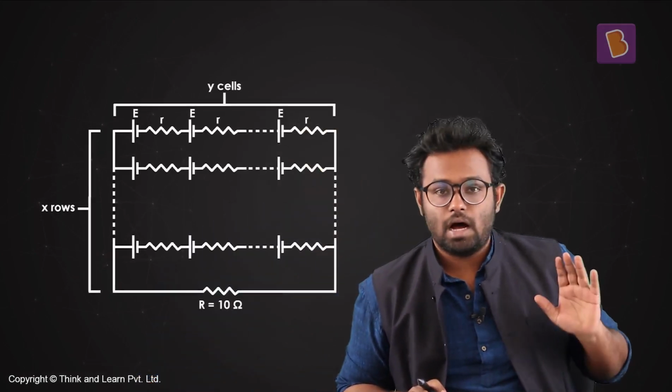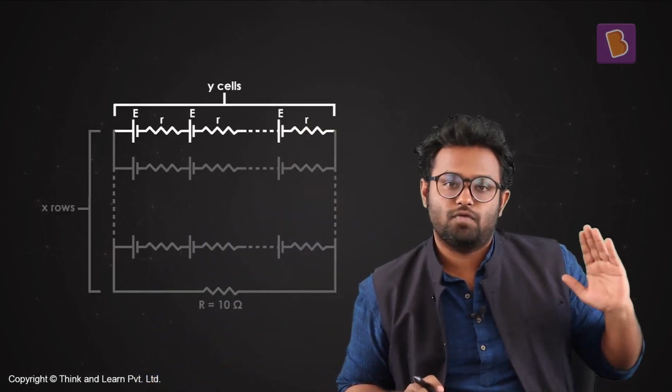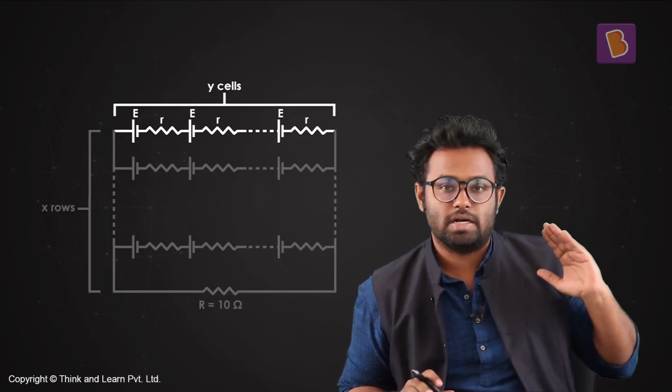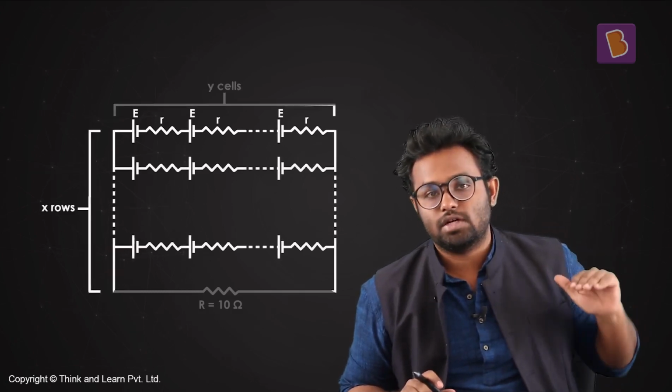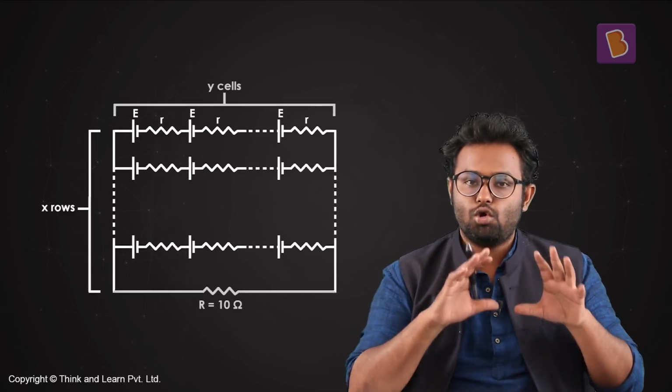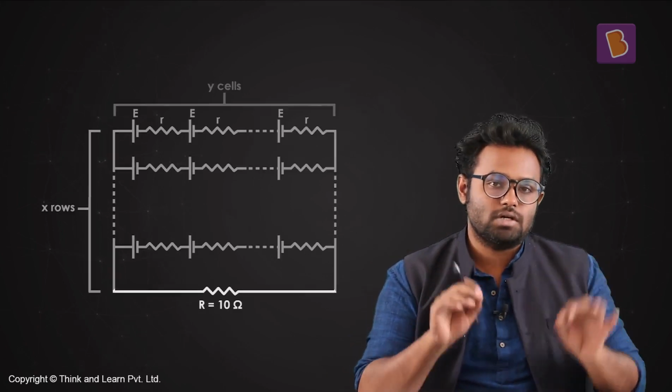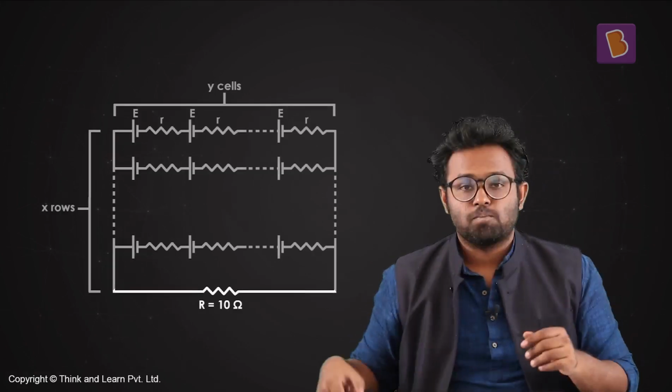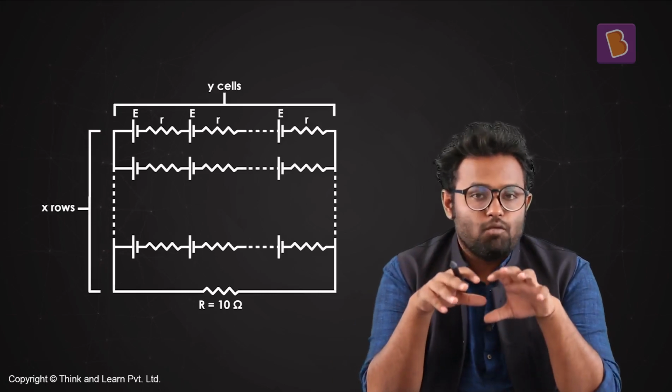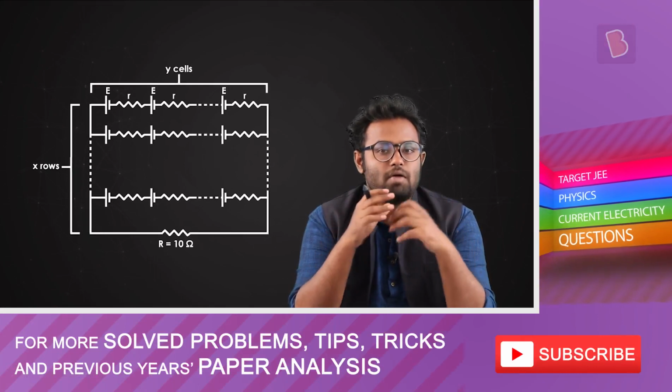So in this problem, there are 24 cells, and each cell has an internal resistance of 1 ohm, and they are arranged like this. There are y number of these internal resistances which are in series, and there are x such rows. Okay, and this whole setup is attached to an external resistance of 10 ohms, and basically we have to find what should be the value of x and y so that there is maximum power delivered to this external resistance.